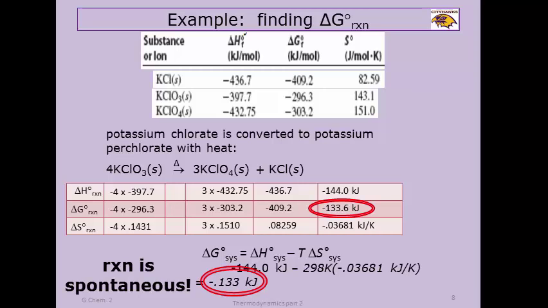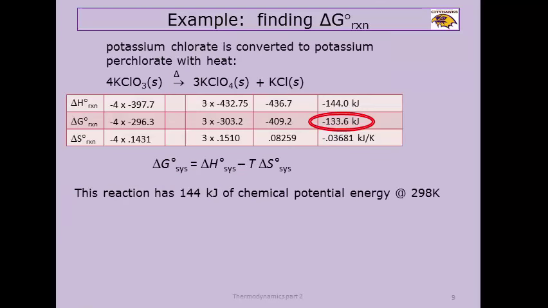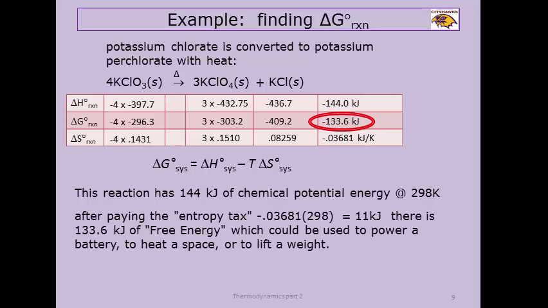If it came out 0, it would not be spontaneous. It would be at equilibrium. If it had come out positive, you would know that it's non-spontaneous. So this reaction has 144 kilojoules of chemical potential energy. That's what that tells me. The bond-breaking, bond-forming events release 144 kilojoules. But that is not all usable because you have to pay the entropy tax. That's this entropy that's actually lost times the temperature. That's 11 kilojoules.